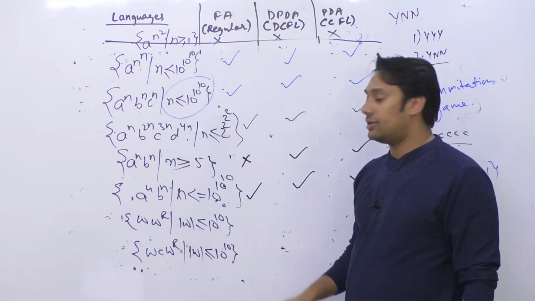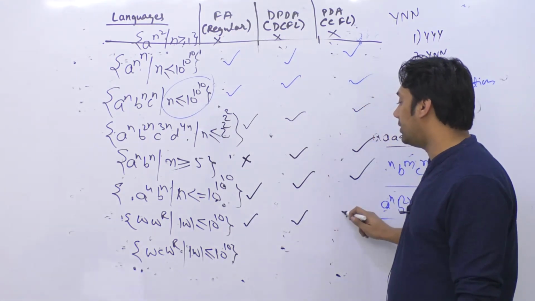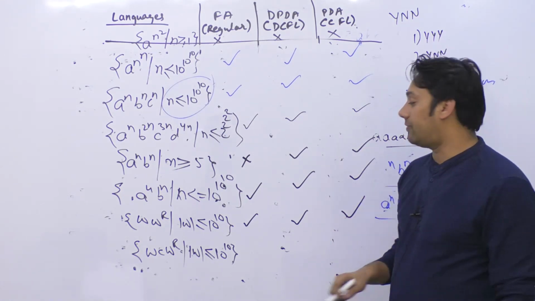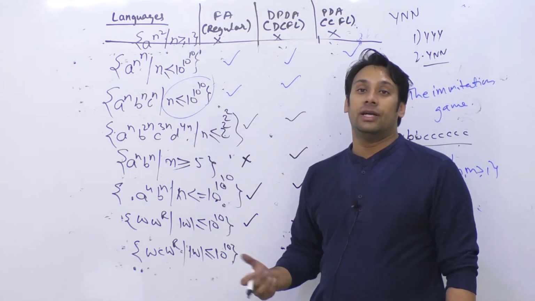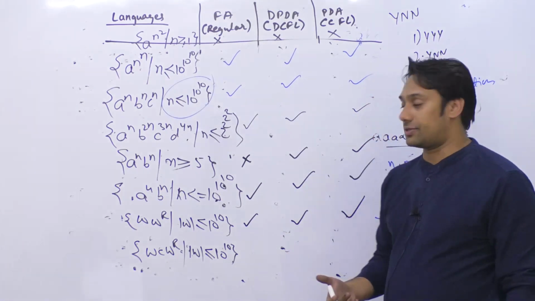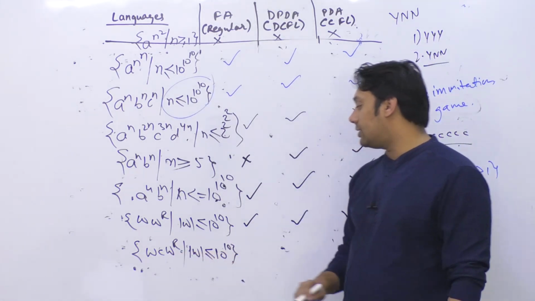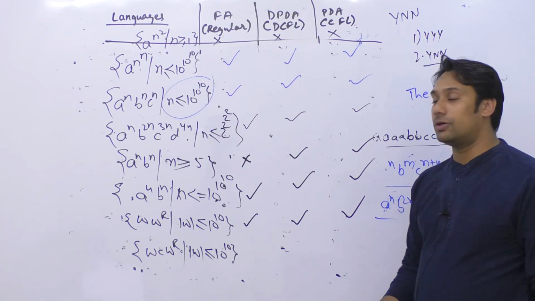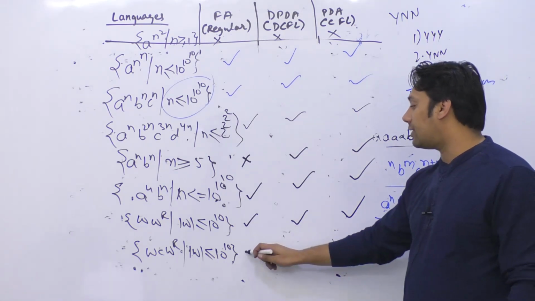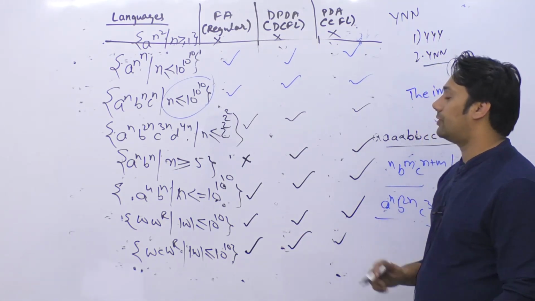Now this language here, FA is possible, DPDA is possible, and NPDA is also possible. Why? Because this language is again finite. It is not containing infinite number of strings. Now for this language, WCWR, where the length of W is less than or equal to 10, again, FA is possible, DPDA is possible, NPDA is possible.